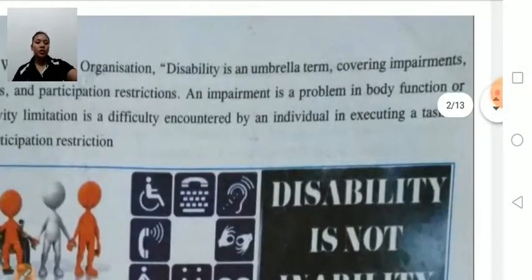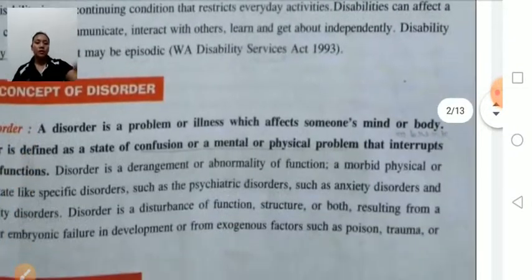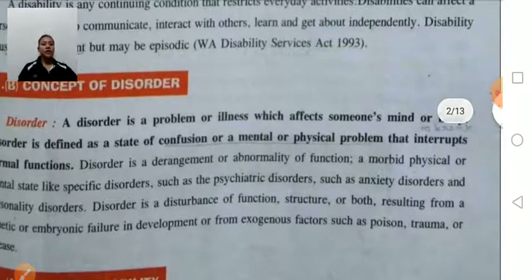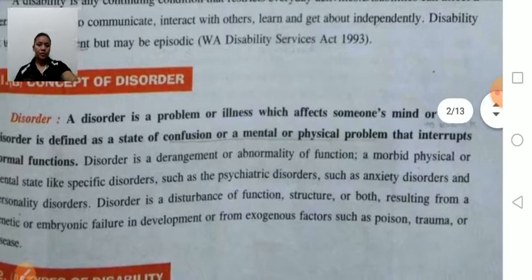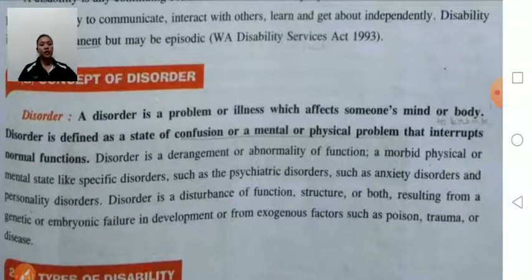And disorders. Disorders are problems or illness which affect someone's mind or body. Disorders are defined as a state of confusion or mental or physical problems that interrupt normal functioning. Means disorders are problems or illness that disturb the individual's functioning. Okay, disorders are a disturbance that affects a person's day-to-day activity, and disorders are usually used for mental disability. Usually disorders mainly affect the mind.